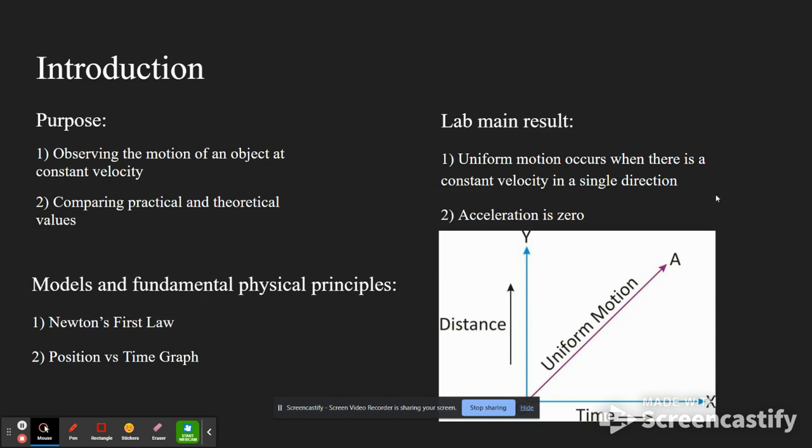Later, after the experiment, we will find that uniform motion occurs when there is constant velocity in a single direction, meaning there's no acceleration occurring. The fundamental physical principle that supports this statement is Newton's first law and the position time graph.